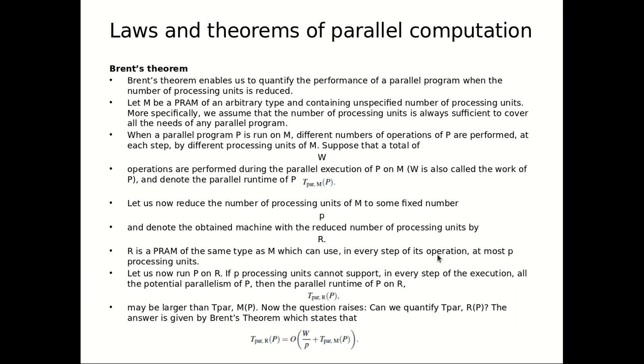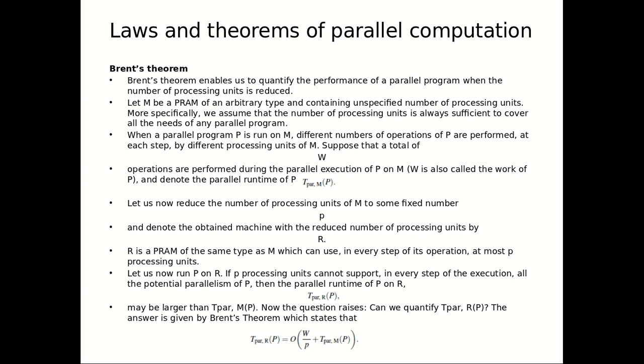So now we start with laws and theorems of parallel computation. The first theorem is Brent's theorem. Brent's theorem enables us to quantify the performance of a parallel program when the number of processing units is reduced. Suppose earlier the time needed for some particular program to run was T parallel. Now if we reduce the number of processing units, how will we calculate the time needed? This is calculated by Brent's theorem.